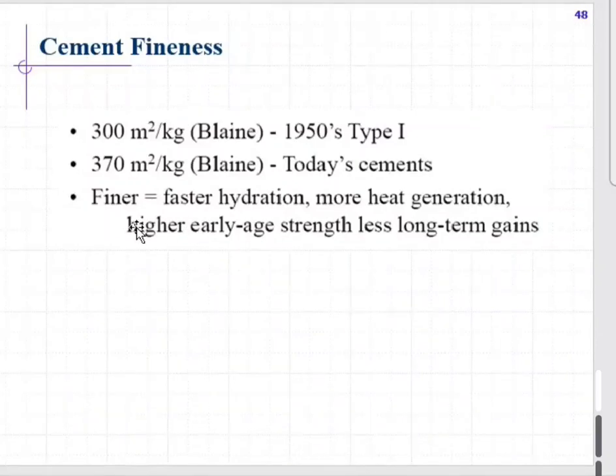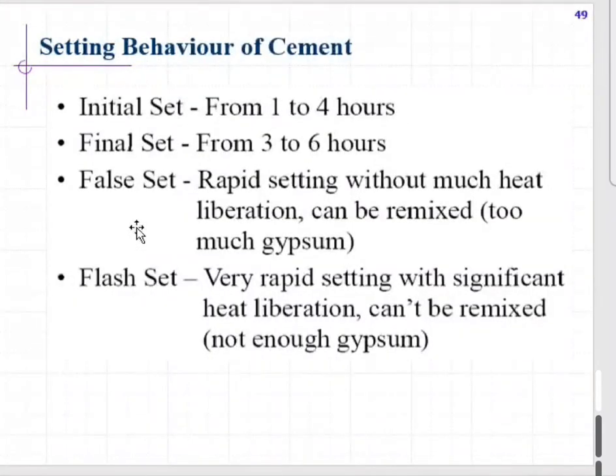So remember, the finer the cement, the faster the hydration, the more heat of hydration generated, and the higher the early strength. But in the long term, you may have problems. Early, faster hydration will lead to shrinkage problems. So there are a lot of problems with fineness, but fineness can increase the rate of hydration. It can give you early hydration.